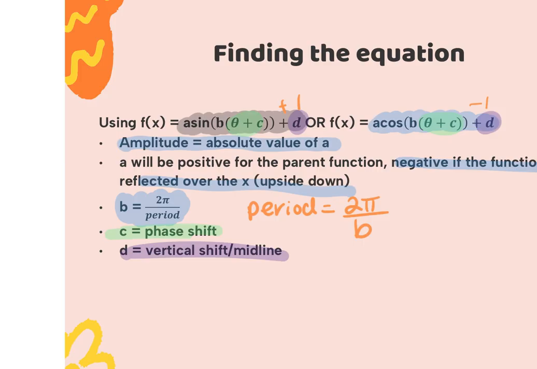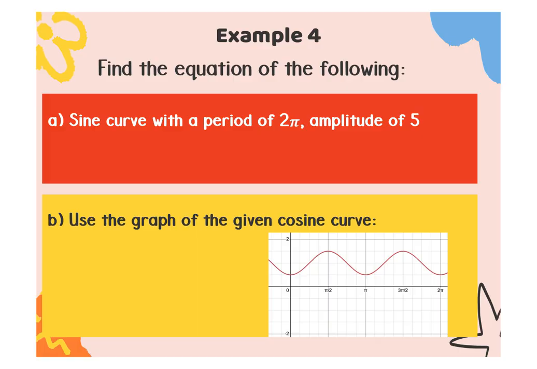Yep. All right, so let's put it all together. This says find the equation of the following. A sine curve, so note that it gives you the specific type, with a period of 2 pi and an amplitude of 5. So it would be A sine(B theta plus C) plus D, and we have to find all the parts, okay? What's the A? In this case, it's 5 because it's the amplitude. So 5 sine. How do I find B?